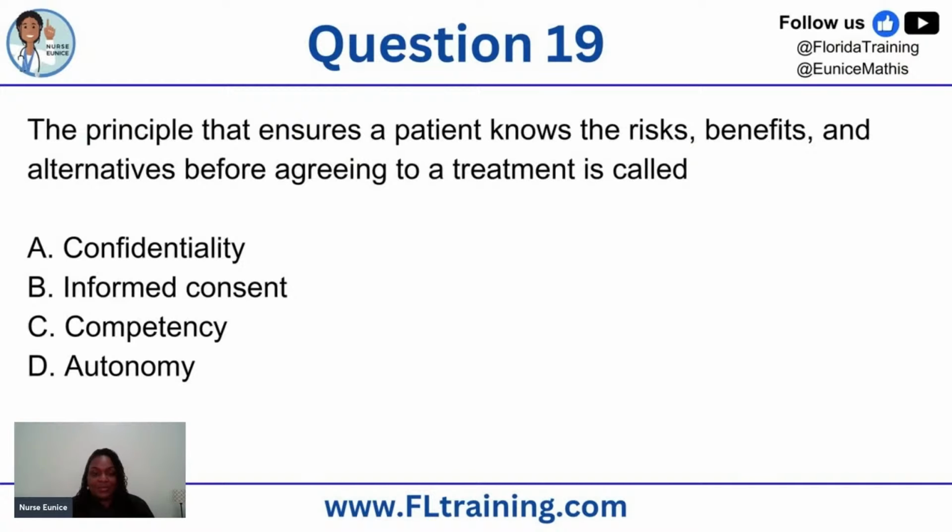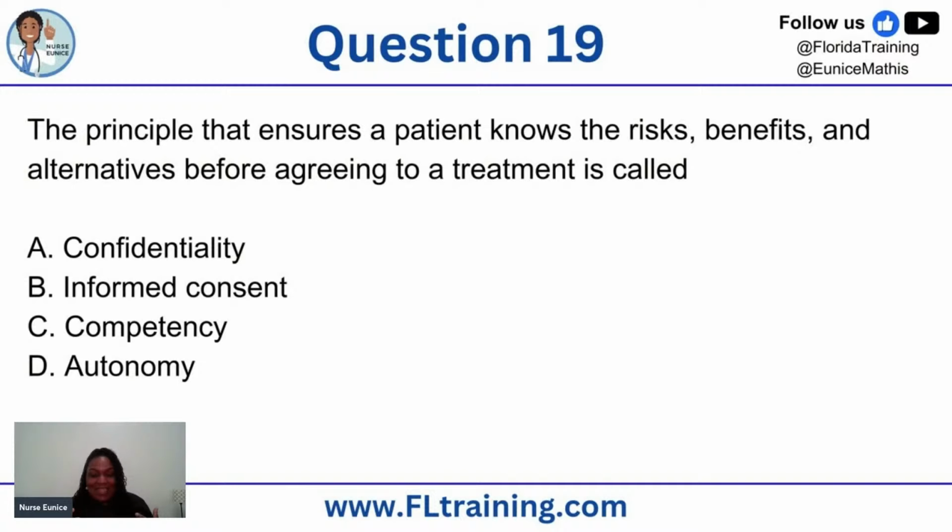Question 19. The principle that ensures a patient knows the risk, benefits, and alternatives before agreeing to a treatment is called, is it confidentiality, informed consent, competency, or autonomy? All right, all right. So we're torn between B's and D's.